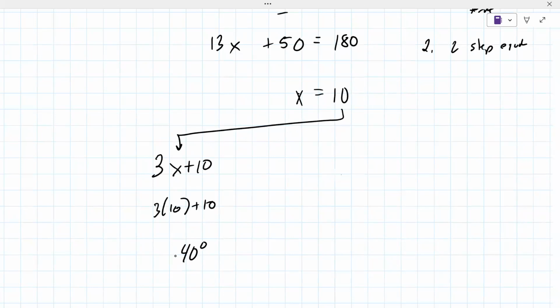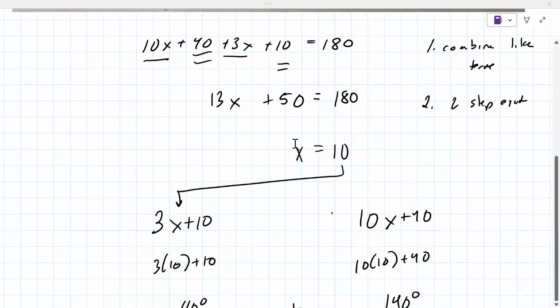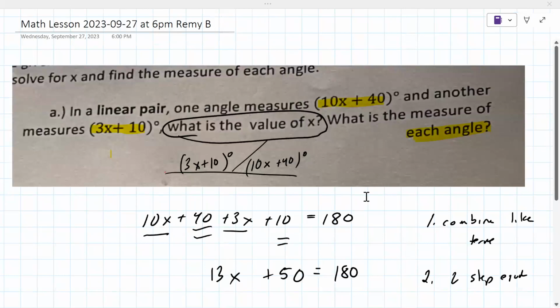And then the other one is 10 times 10, 100. So 140. So one's 40, one's 140, and do these add up to 180? Yes, correct. So more important than the algebra is remembering that a linear pair adds up to 180 degrees. You have to have that down. No ifs, ands, or buts. Just have to know that.